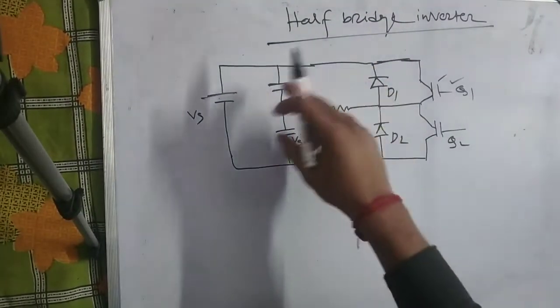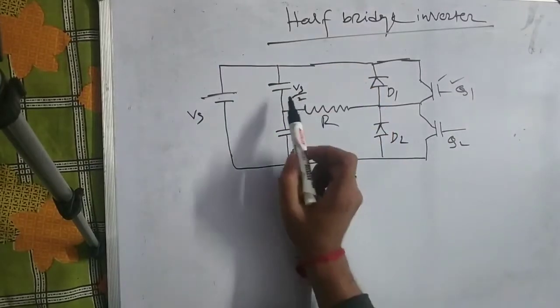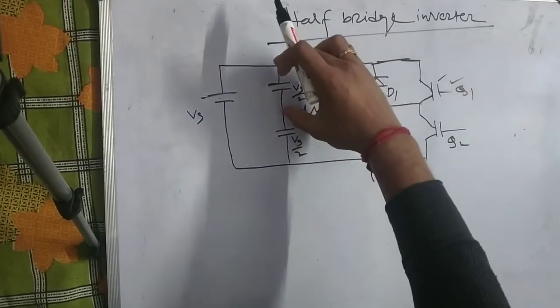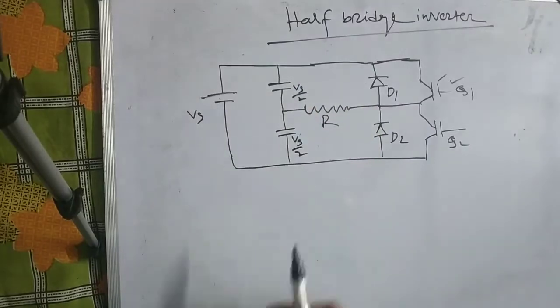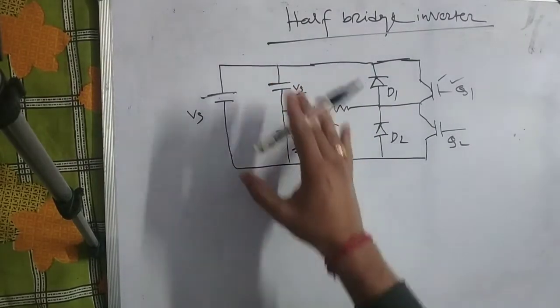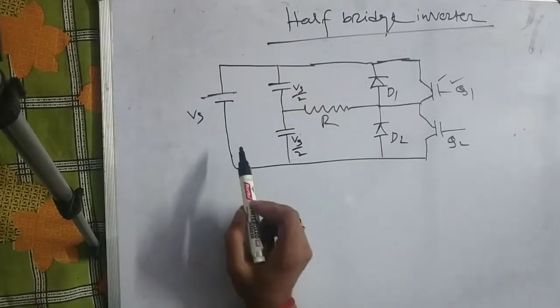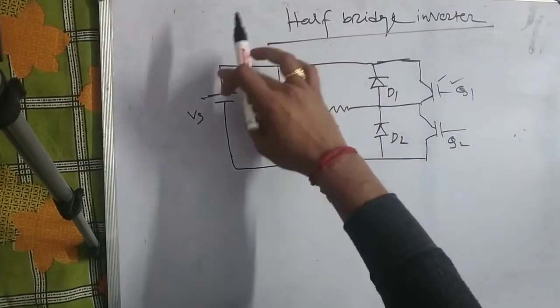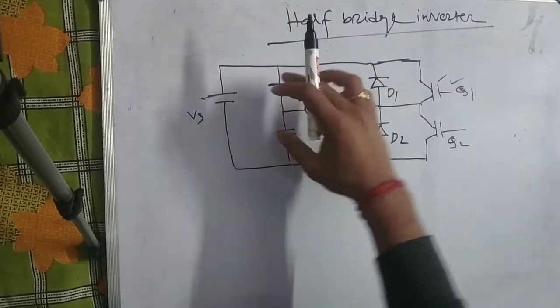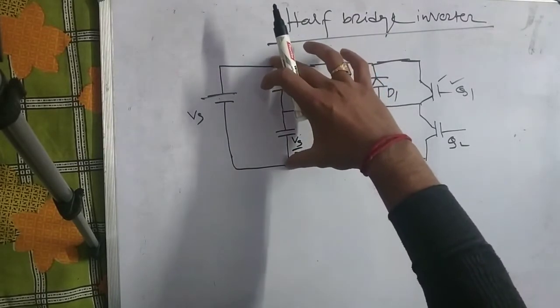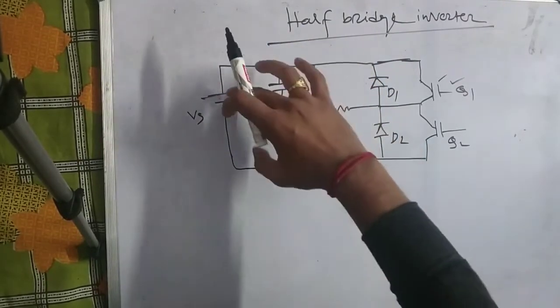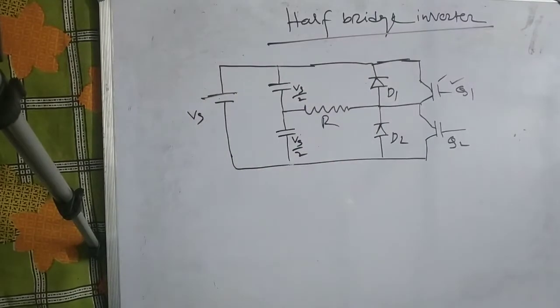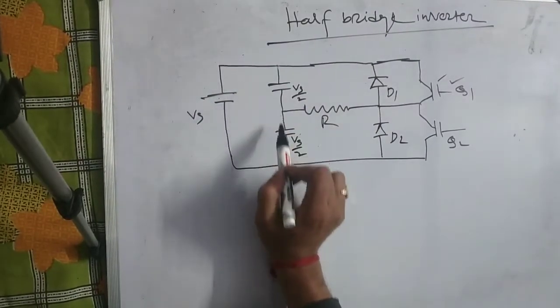Or you can imagine it as a voltage source Vs by 2, Vs by 2. Whatever it may be, you can imagine it. Now if you apply KVL, Vs by 2 plus Vs by 2, total voltage is equal to Vs. So KVL is maintained in this loop.